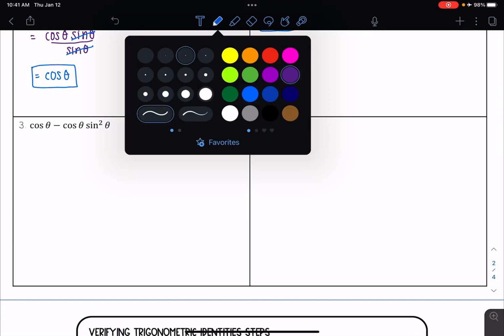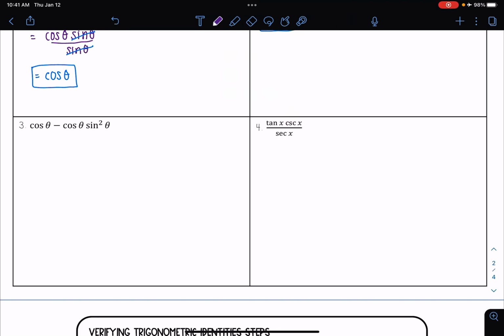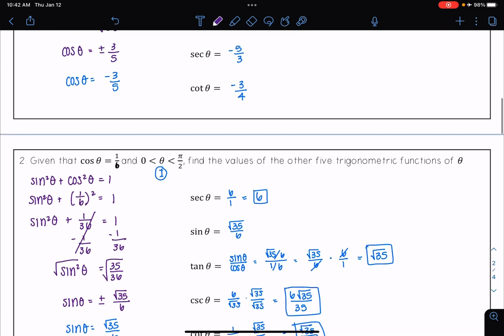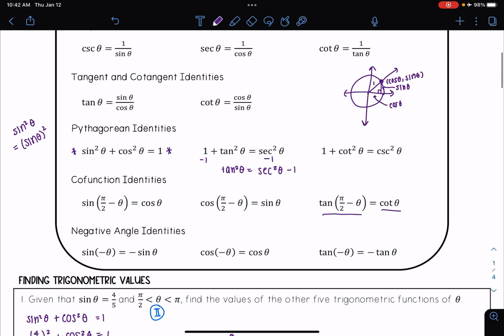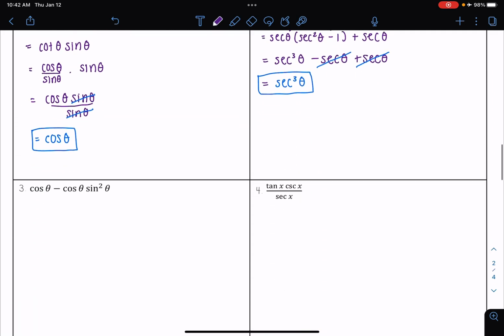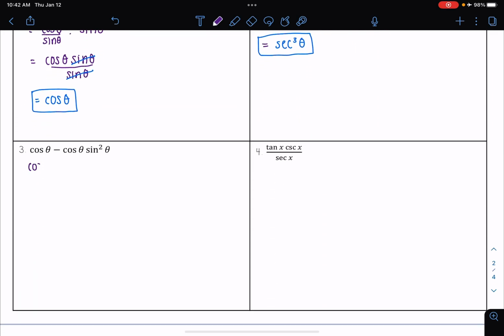Okay, let's try 2 more. So here I have cosine of theta minus cosine of theta times sine squared of theta. Again, I'm drawn to that square because I know I have a Pythagorean identity. So solving this for sine squared of theta, I just subtract cosine squared of theta from both sides, and I'm left with that sine squared of theta is equal to 1 minus cosine squared of theta. So I want to simplify that in. And so I have cosine of theta minus cosine of theta times 1 minus cosine squared of theta.